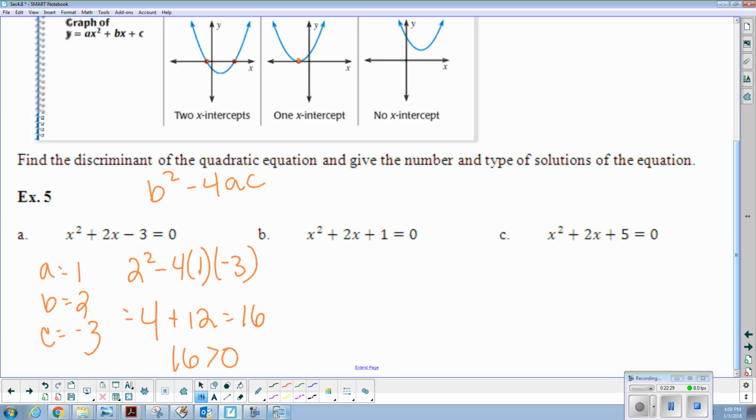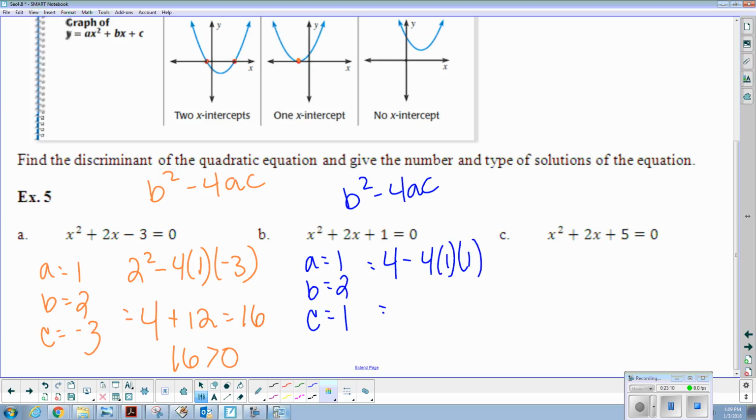16 is greater than 0. So without even finding the solutions, you know that there are 2 real solutions because the discriminant is greater than 0. Right, for the second one, same thing. We're going to use b squared minus 4ac. And we're going to identify our a, which is 1, our b, which is 2, and our c, which is 1. So b squared, that's 2 squared, 4, minus 4 times a times c. 4 minus 4 equals 0. 0 is equal to 0. So we have 1 real solution.